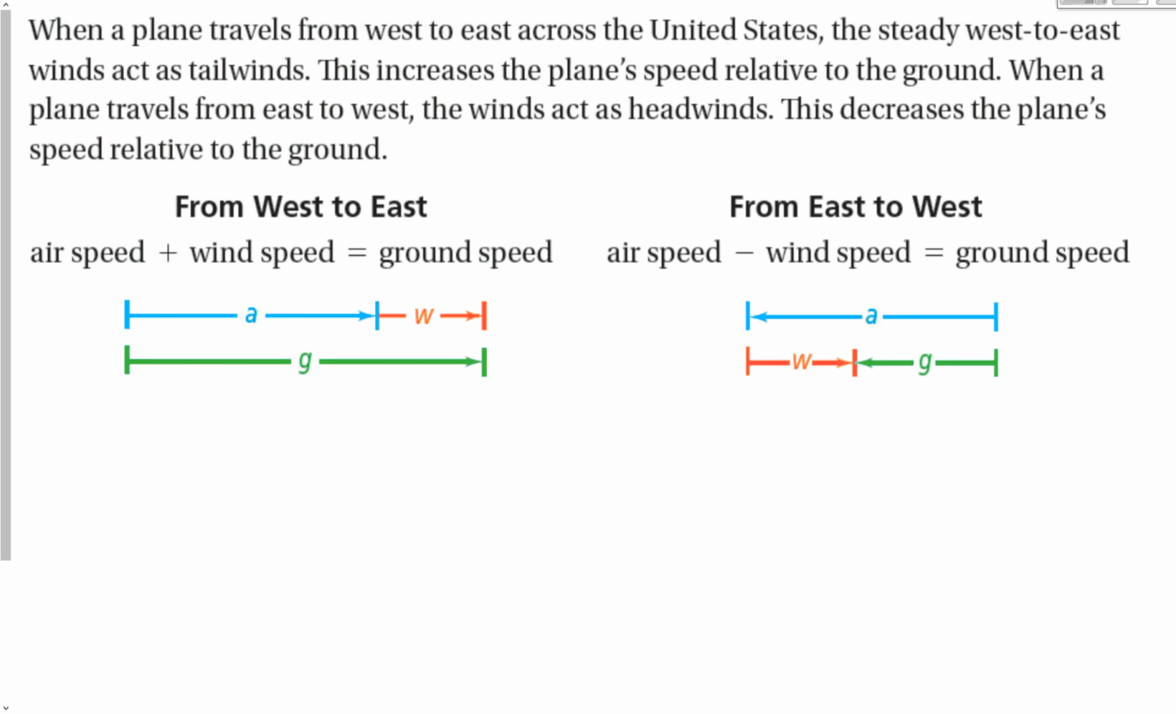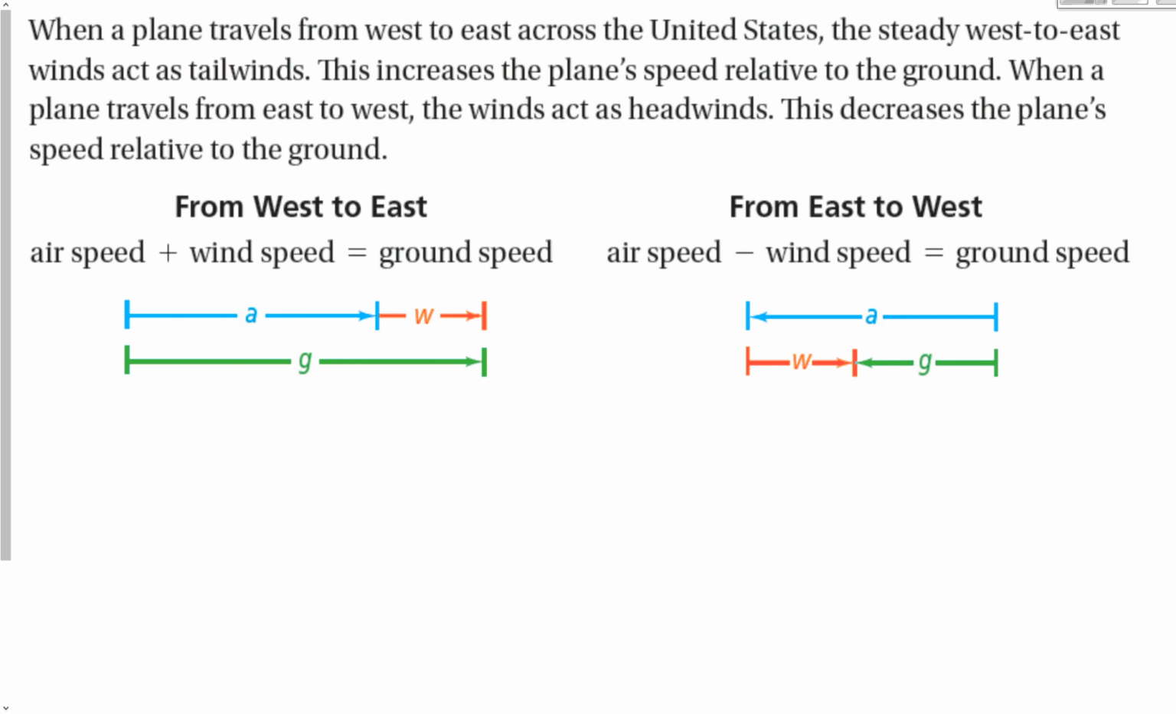Okay, let's look at one more type of problem here where we're looking at a plane. So when a plane travels from west to east across the United States, the steady west to east wind acts as a tailwind. It's called the jet stream. Always goes west to east. Sometimes it dips down a little bit more as it's traveling across the country, but it always goes from California to New York, across the country from west to east.